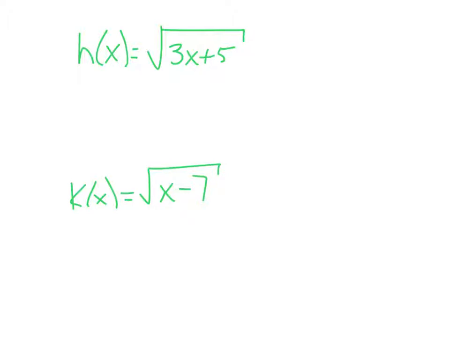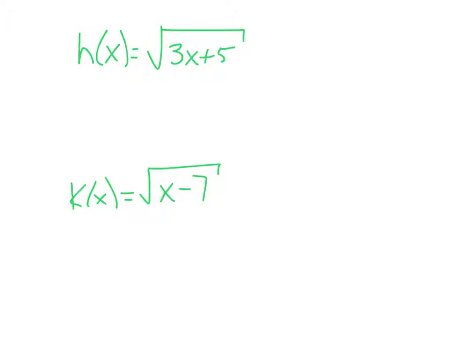So you are allowed to have a 0 inside of the square root. There's no big deal for that. But what you're not allowed to have is a negative number. And so we have to set up an inequality this time. And I'm going to do k of x first since it's a little simpler.